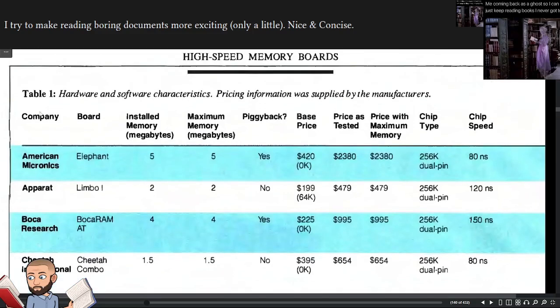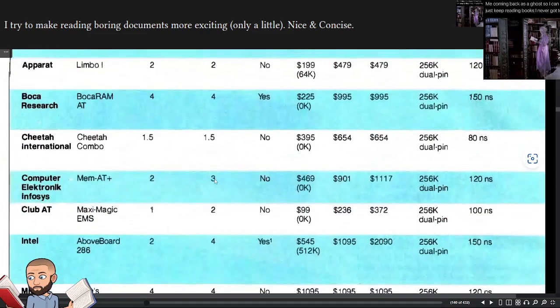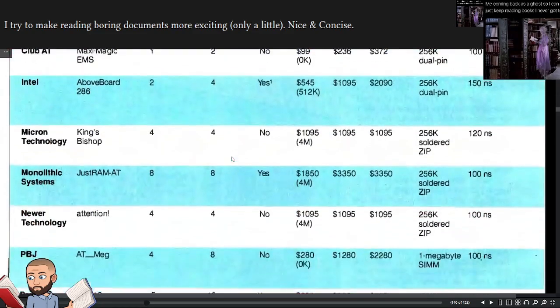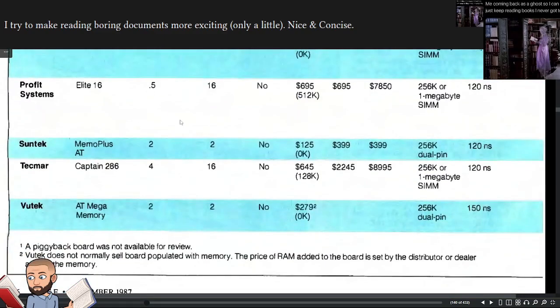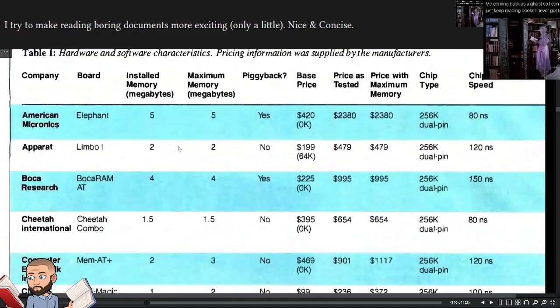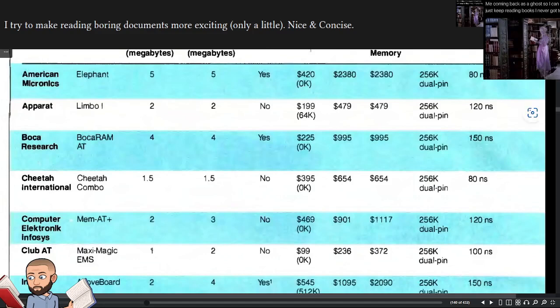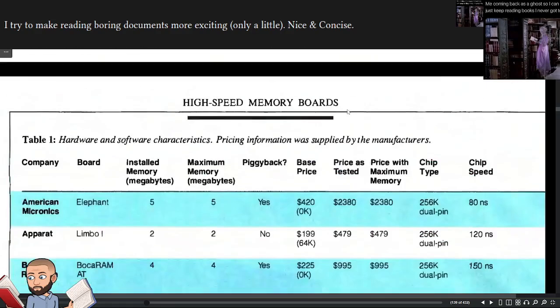Might as well jump down to that table he's talking about, hardware and software characteristics. Pricing information was supplied by the manufacturers. So we have company, board, installed memory, and the maximum memory. That's nice when it's the same number, and that looks to be true for almost 80% of them, it looks like. This is really off, Profit Systems. It's profitable to give your customers room to grow. They have the piggyback column, base price, price as tested, price with maximum memory, chip type, and then chip speed.